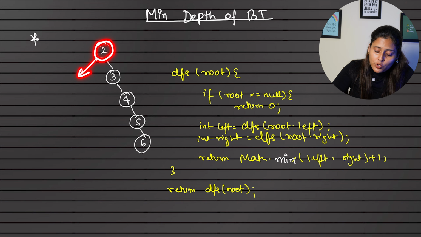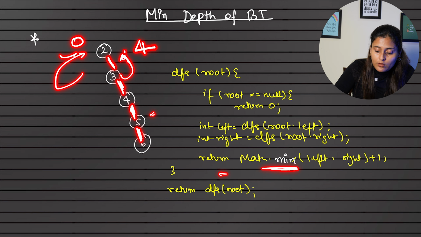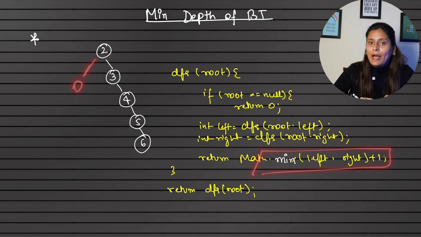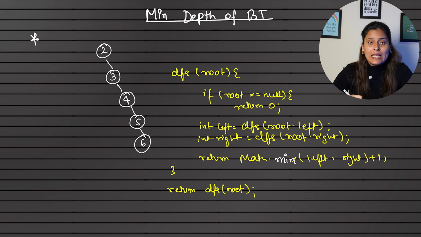So for 2, we go towards the left side and we get 0, correct? So from 2's left we have 0. From 2's right, what do we have? If you see, the count is 4 in total, correct? So we are returning the minimum of 0 and 4, which is 0, plus 1. So you would expect 1 as the minimum height, correct?